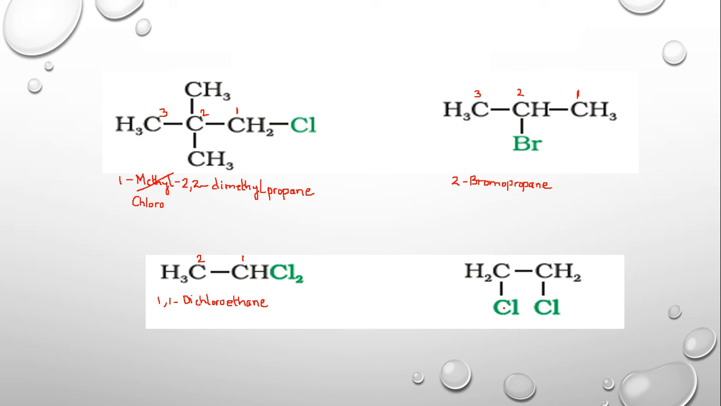So you have two halogens, two chloro groups. Number the carbon chain. The name is going to be 1, comma 2, give a dash. So you have two chloro, so it is dichloro, and two carbon atoms, so it is ethane. So the name is 1,2-dichloroethane.